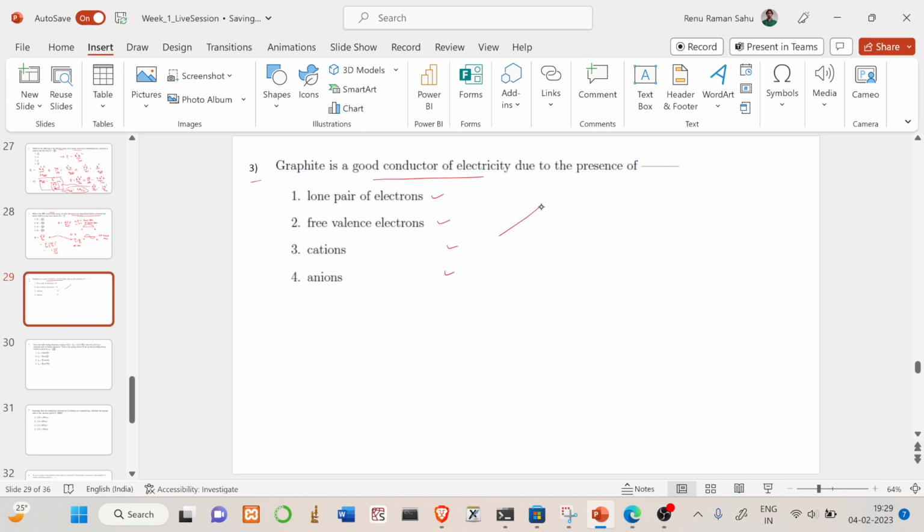The structure of graphite is actually two-dimensional, and it is nothing but carbon. The carbon atoms are arranged in a hexagonal shape like this. So it is a 2D infinite sheet. And let us look at the electronic configuration of the carbon in graphite.